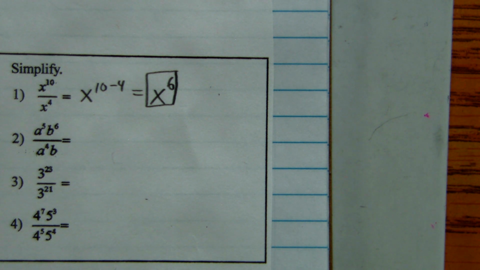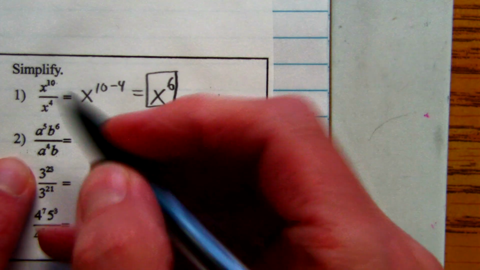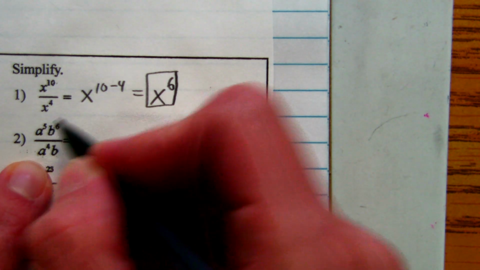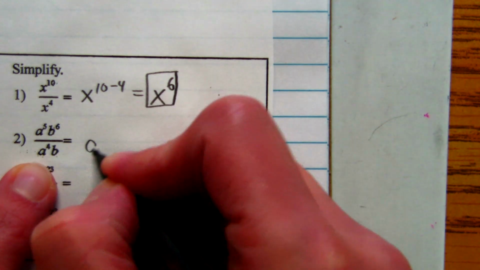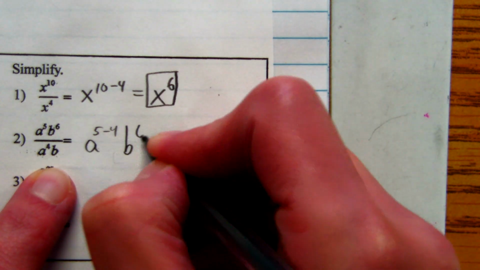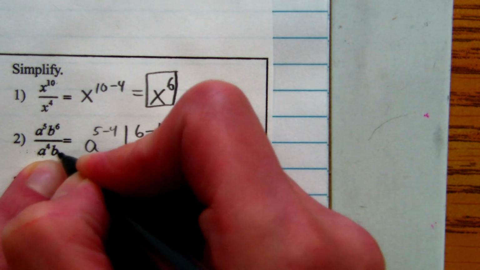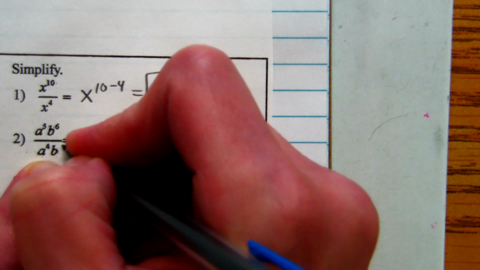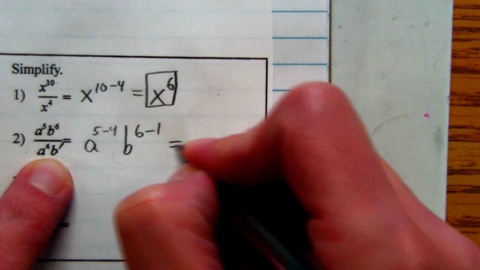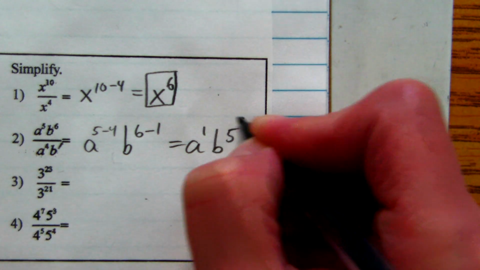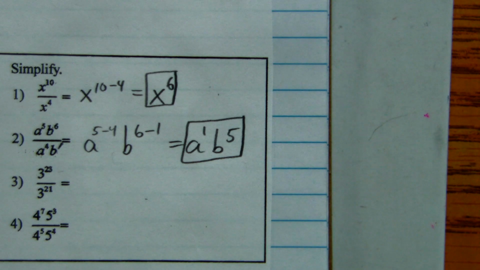We'll get to that. Okay, so on number 2, I'm going to look at the A's and the B's separately. I have 5 minus 4 for the A's, and for the B's, I'm going to have 6 minus 1. If you have a B here, it cannot be 0 because then it wouldn't be there. You can add in a little 1 there. And so I'm going to get A to the first, B to the fifth, and you could leave that first power off the A if you wanted to.